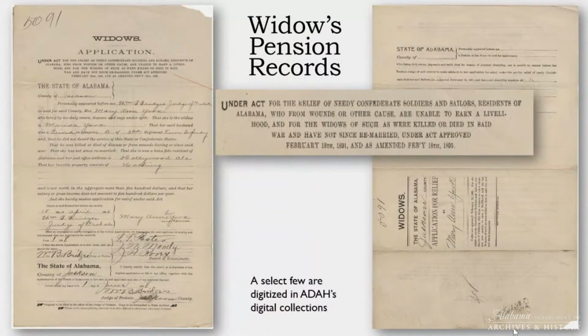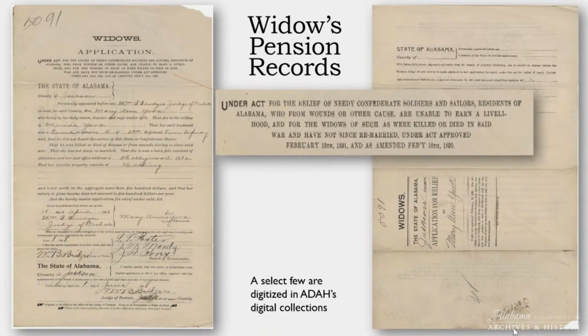Now we move to widows' pension records. In addition to looking at the pension collections on Ancestry and Fold3 that I mentioned previously, a few widows' pension records are available in our digital collections at archives.alabama.gov. You will note that these applications are extremely similar in format to those of the soldiers' applications.